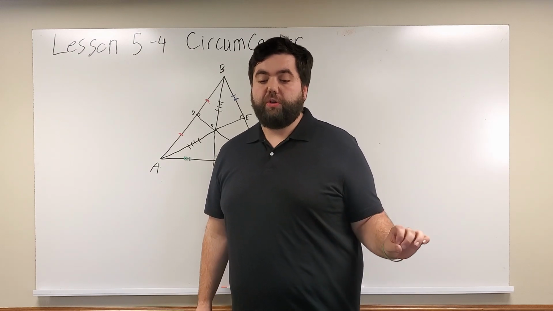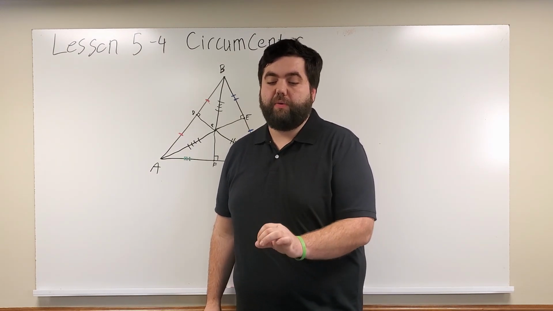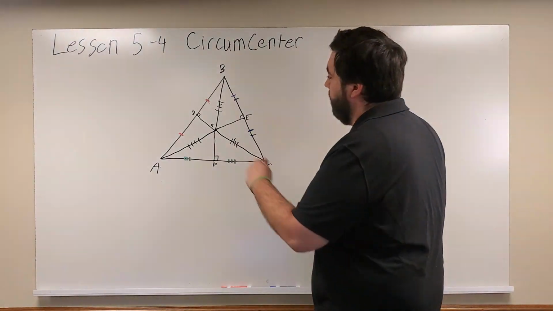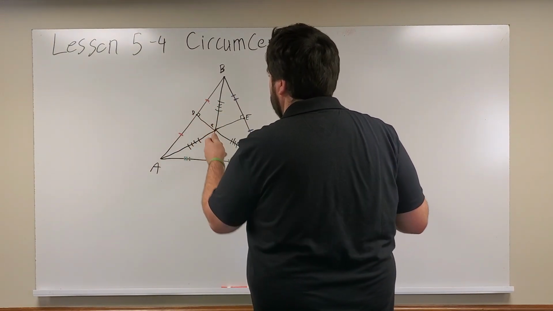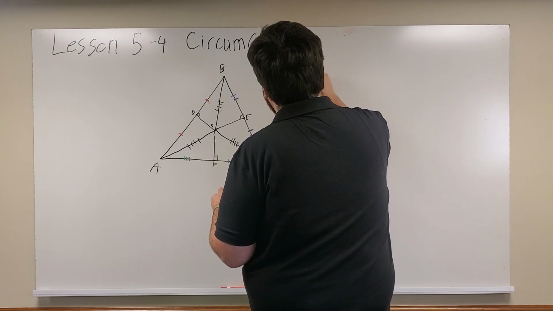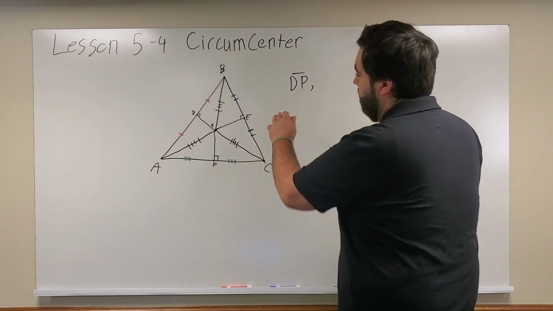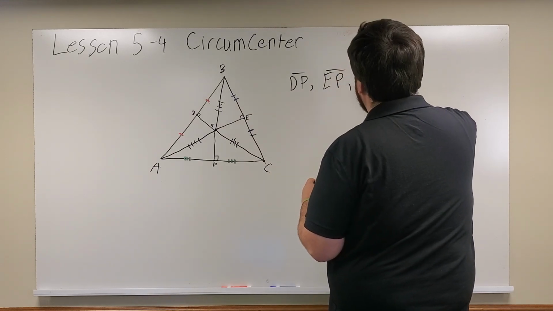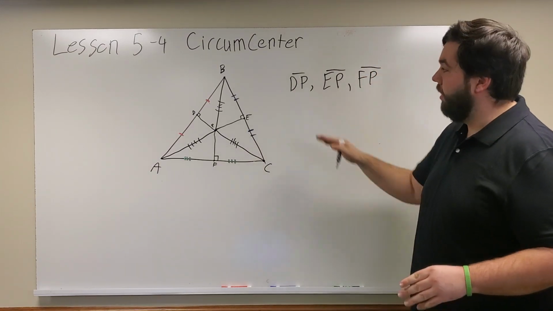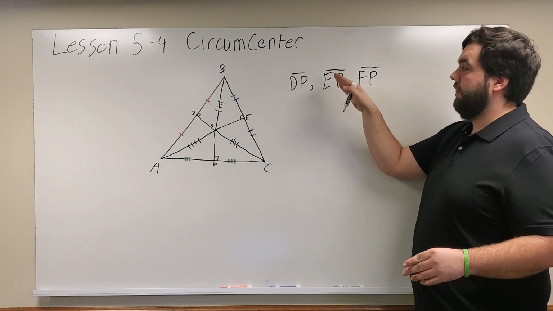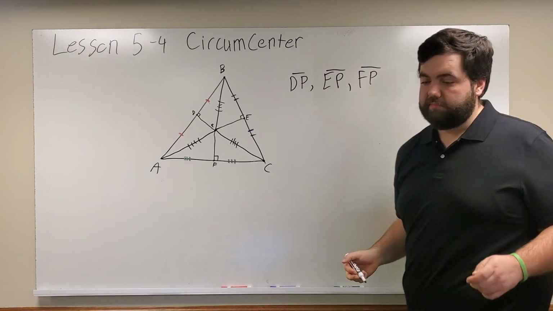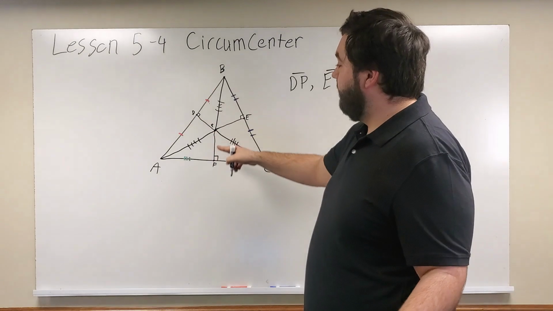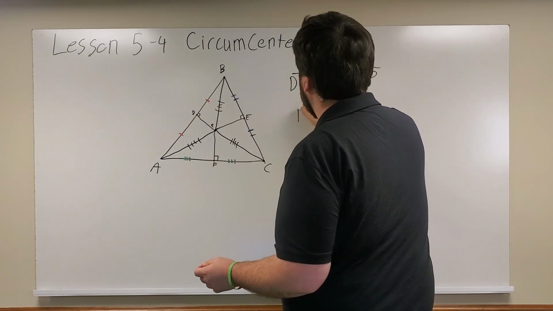All right, then it says, use the diagram to the left to answer the following questions. It says, 1, list the perpendicular bisectors. So, what are our perpendicular bisectors? Well, we have this one right here. We have line segment DP. We have line segment EP. And we have line segment FP. So number 1, DP, line segment EP, line segment FP. Number 2, name the circumcenter. This is where all 3 of those are meeting, and that is meeting clearly at point P. So P.